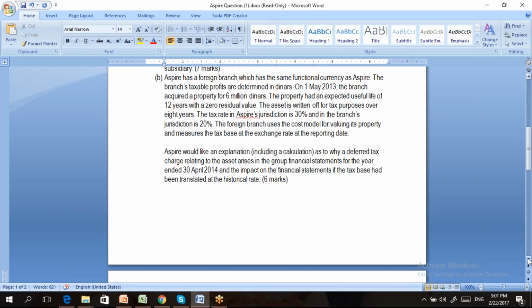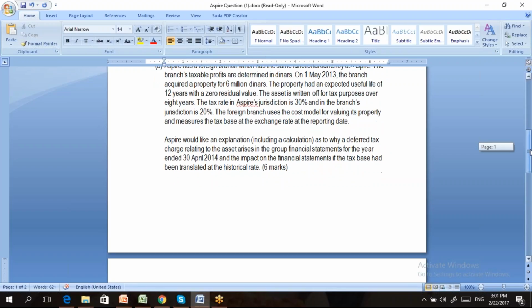The tax rate in Aspire's jurisdiction is 30%, and in the branch jurisdiction it is 20%. The foreign branch uses the cost model for valuing its property and measures the tax base at the exchange rate at the reporting date. Aspire would like an explanation, including a calculation, as to why a deferred tax charge relating to the asset arises in the group financial statements for the year ended 30th April 2014, and the impact of it if the tax paid had been translated at the historical rate.